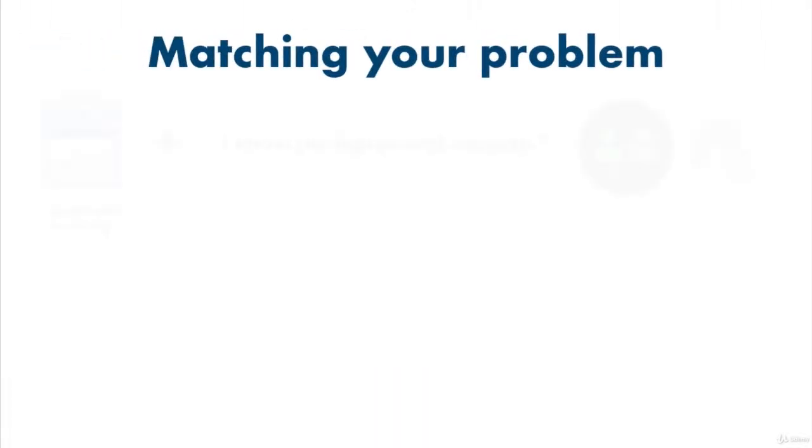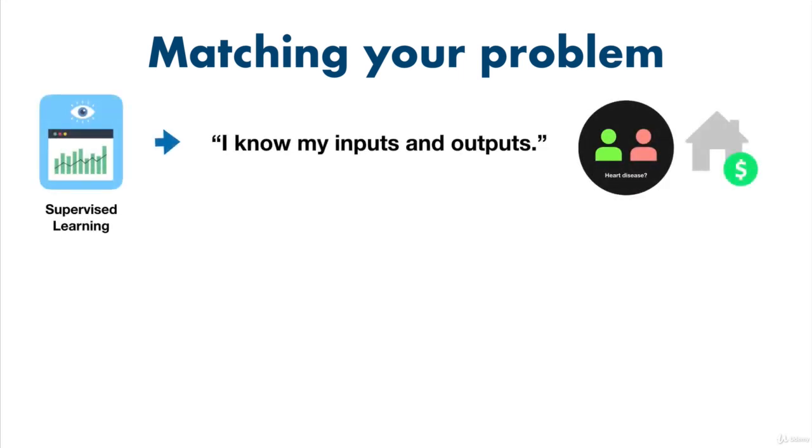Now you know the major types of learning, you've got the tools to tackle step 1 in the framework, problem definition, aligning the problem you're trying to solve to a machine learning problem. So for supervised learning, you might say, I know my inputs and outputs, such as I've got patient records as the inputs, and the outputs are whether or not the patient has heart disease. Or your inputs could be the parameters of a house, such as the number of rooms, where it's located, how many bathrooms there are, and your output is how much the house costs. So that's a regression problem.